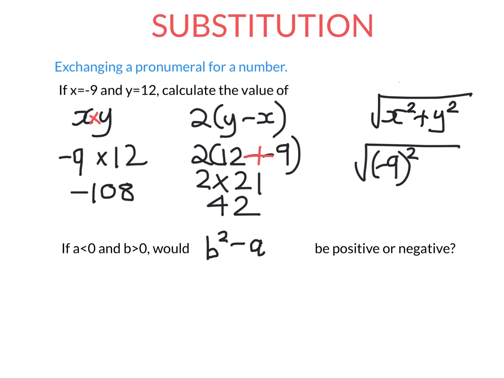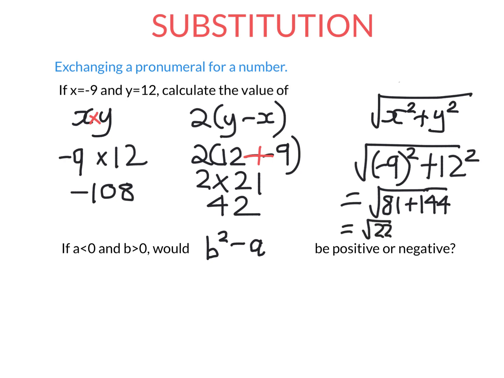So (-9) squared plus y, which is 12 squared. So that's the square root of (-9) squared, which is positive 81, plus 12 squared, which is 144. So then 81 plus 144 is 225. The square root of 225 is saying, what do you times by itself to get 225? And that is 15.